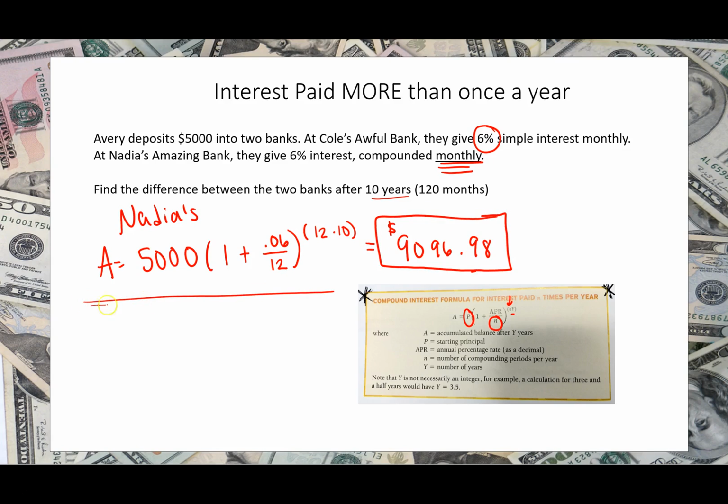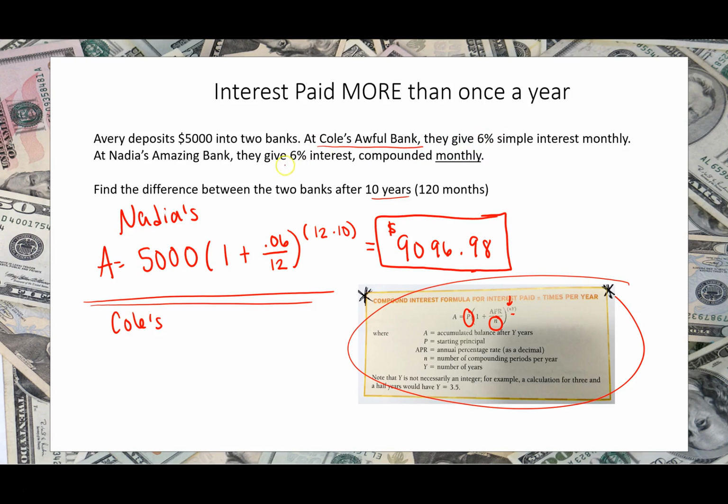All right, well, that's Nadia's bank, and that's compound interest compounded monthly. So that uses this formula. I won't ask you the next question, but I do think it's really important to understand. Let's talk about the answer for Cole's Awful Bank. So Cole's Bank.